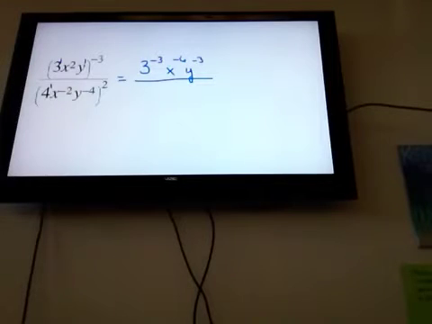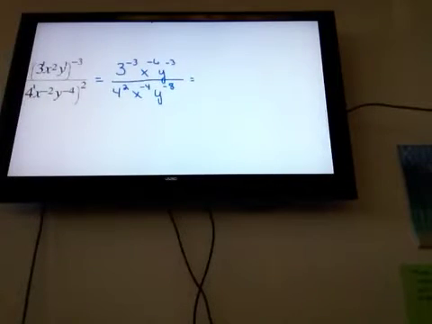On the bottom, 4 to the 1 times 2. X to the negative 2 times 2. Y to the negative 4 times 2. So step 1 is getting rid of all that stuff. And now we're going to move all our negative powers. This is the first time we've had to move a number coefficient.